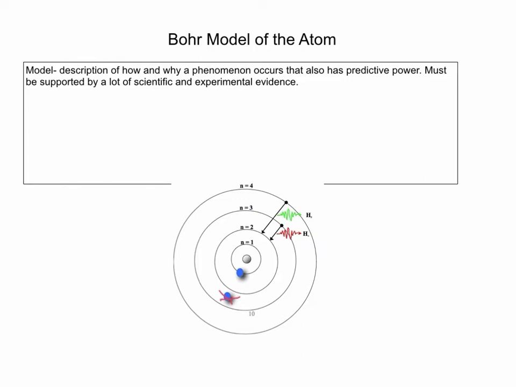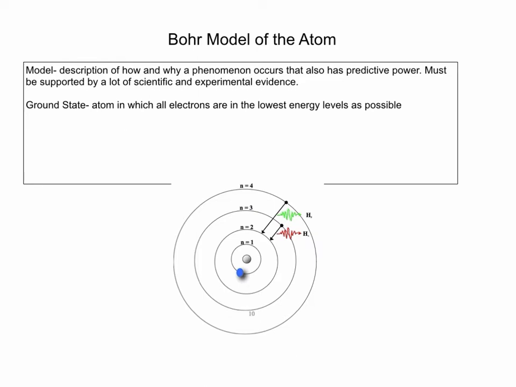Now here's where the light comes in. So let's start with an atom like we have here, where the electron is in its lowest energy state. And whenever we have an atom that all the electrons are as close to the nucleus as possible, we say that atom is in the ground state. So the ground state is an atom in which all electrons are in the lowest energy levels as possible.